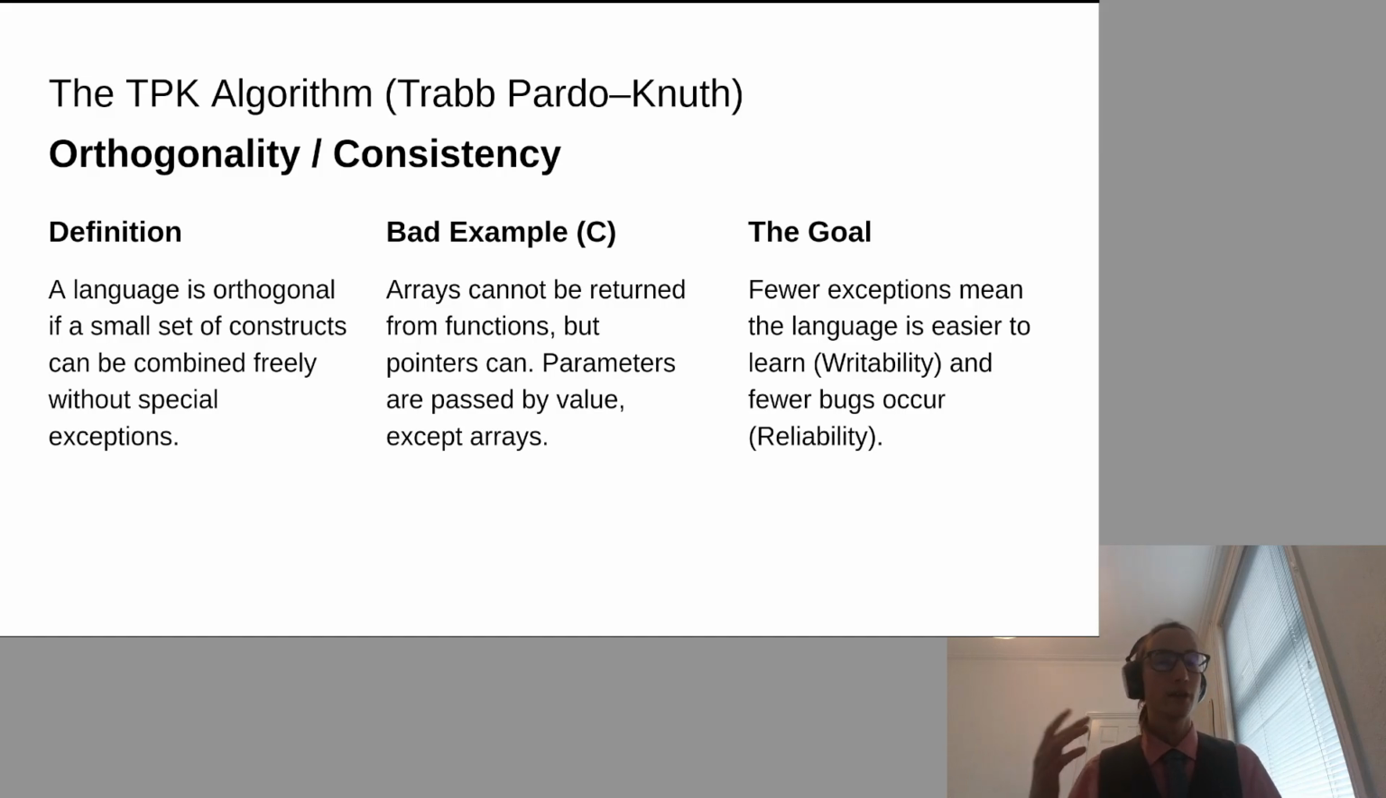A bad example of consistency is that arrays can't be returned in C, but pointers can be. So I have to define my array somewhere else, create a function, and then have to return the pointers to each element of said array. That's hard to follow. It's fairly strict rules. Whereas with something like Python, I could return an array straight away. So fewer exceptions means the language is easier to read and write and learn, and generally it's seen as slightly more reliable because fewer bugs should occur. This isn't because fewer rules means fewer bugs. It's that an easier to learn and easier to write language should lead to fewer bugs.